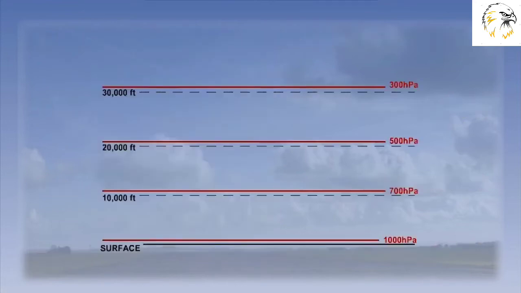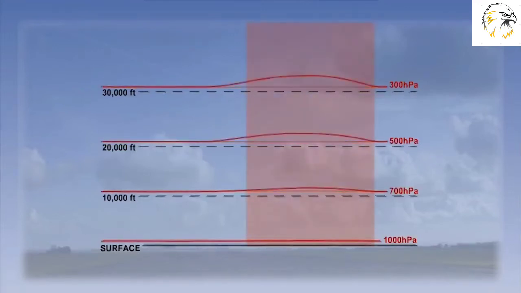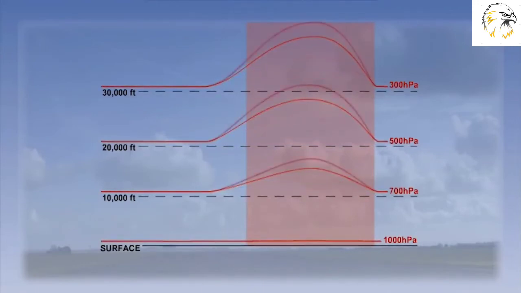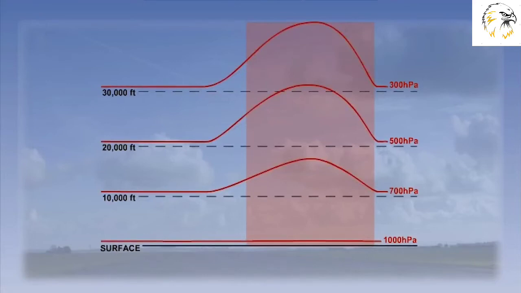Now let's look at how warm air changes the pressure lapse rate. When the air on the right is warmed, we can see that the isobar levels start expanding away from the warm air. This has the effect of increasing the pressure at any given height.